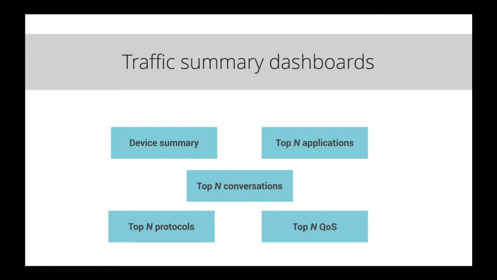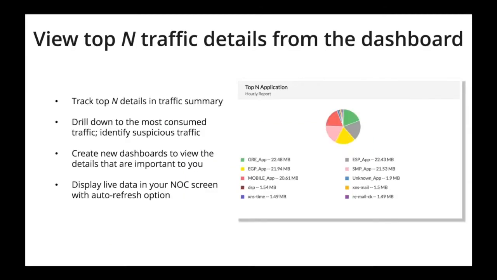Dashboard gives you the complete visibility of your traffic details to know what is happening in your network and provides the traffic usage for the applications, conversations, protocols, and QoS with the help of top-end reports. This will provide you the insights of the top contributors in your network and their usage details. Dashboards will help you know if the traffic is overconsumed by any of the applications or a user. So with dashboard, you can track top-end details in your traffic summary. You can also drill down to the most consumed traffic and know if it is a suspicious traffic or a useful traffic. Let's see how you can create new dashboards and view your NOC screen with the help of UI.